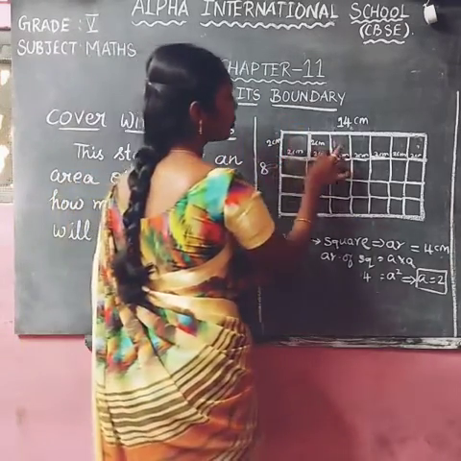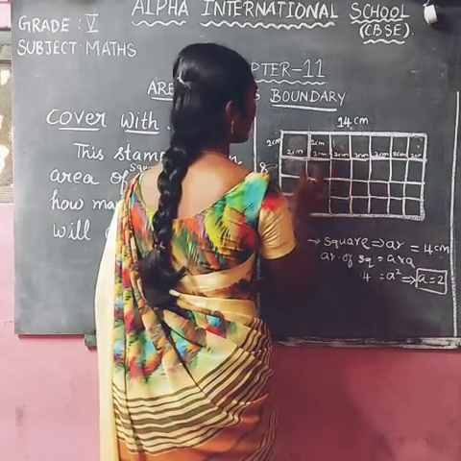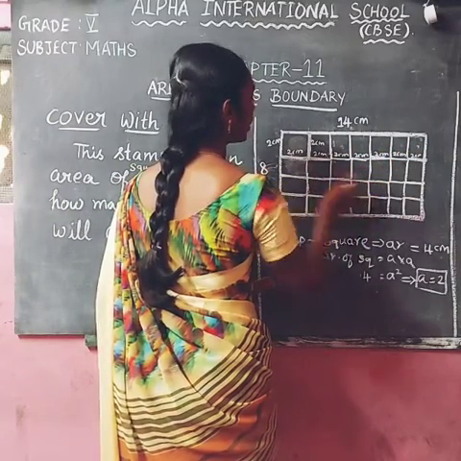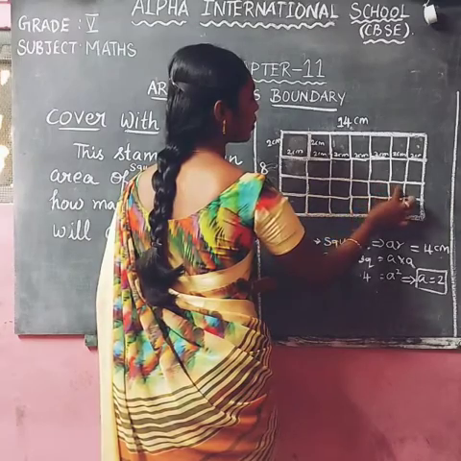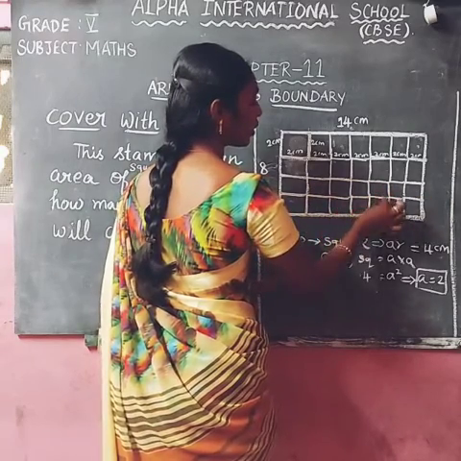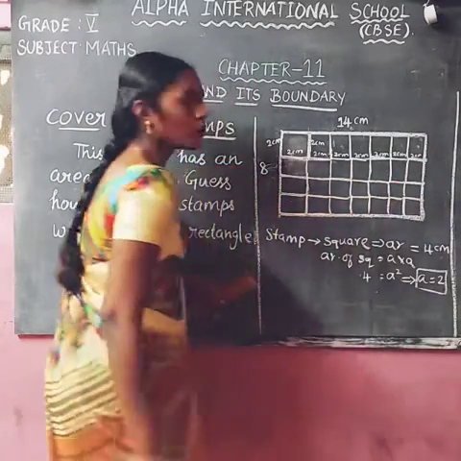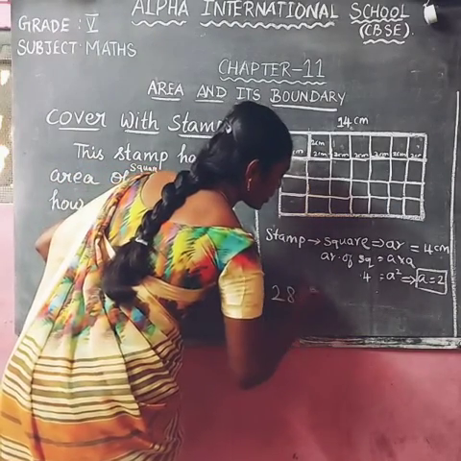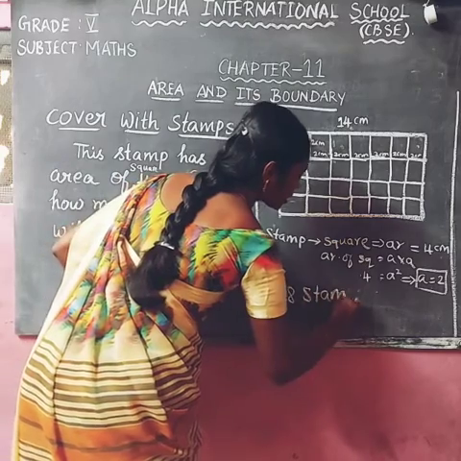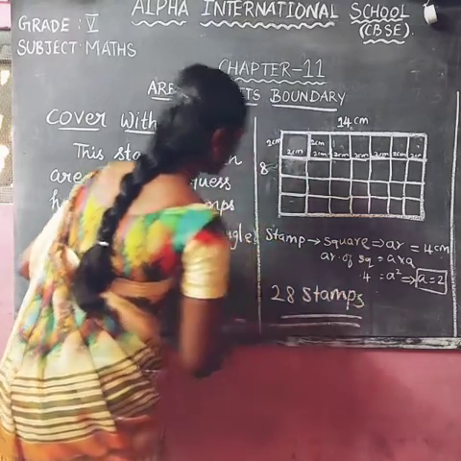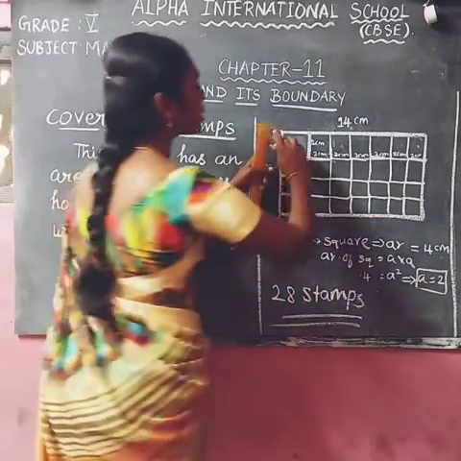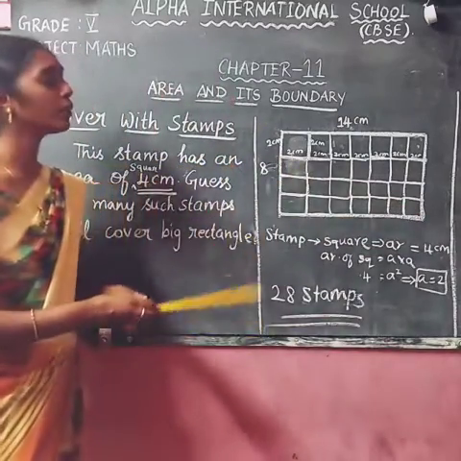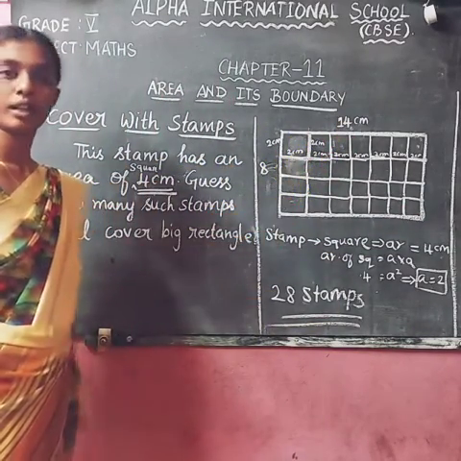So count: 1, 2, 3, 4, 5, 6, 7, 8, 9, 10, 11, 12, 13, 14, 15, 16, 17, 18, 19, 20, 21, 22, 23, 24, 25, 26, 27, 28. So totally 28 stamps are required. How many stamps are required? 28 stamps are required to cover this big rectangle. I need 28 stamps. Clear, children?